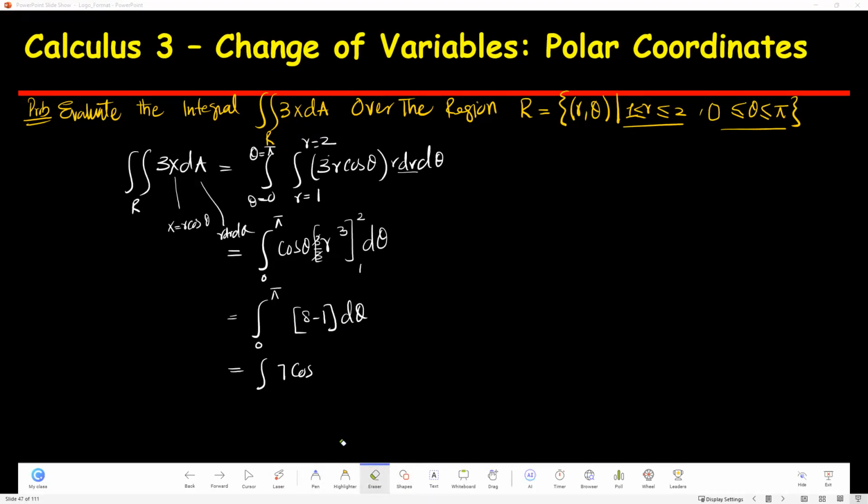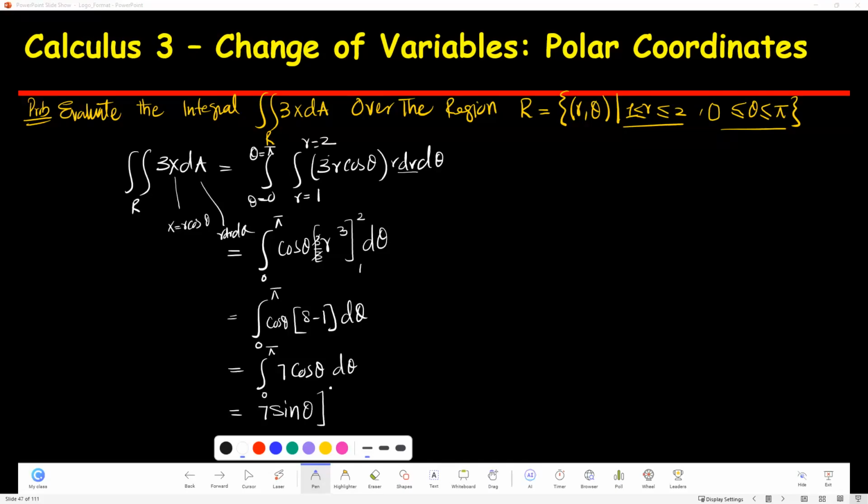Should be cos theta here. And the limits are 0 to pi. Okay, let's solve this one. So I'm going to say 7, then sine theta, from 0 to pi. Sine pi is 0, sine 0 is 0, right? So if I substitute the value, everything will be 0 minus 0, the answer will be 0.